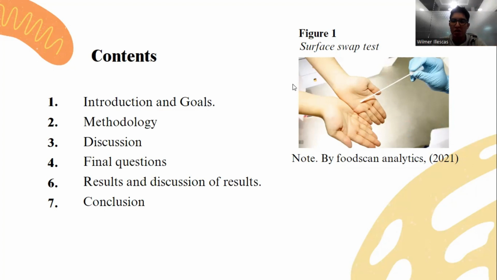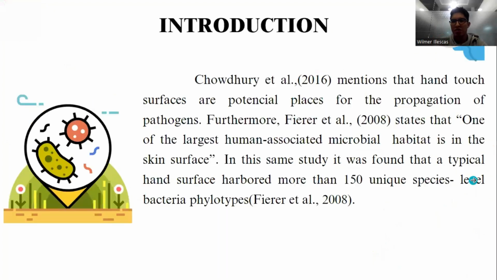And then we have the results and discussions of the results. This final part is just the analysis of what we've done in the discussion, like, for example, how was the number of bacteria found on the hands. And finally, a conclusion about everything. So let's begin. First, we have the introduction.